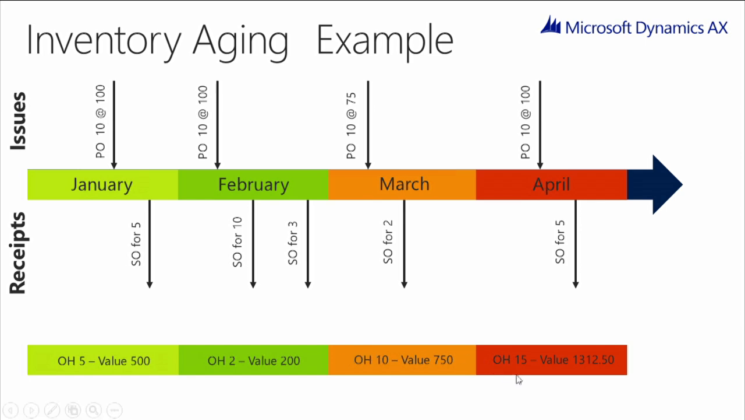In our last period for April, another PO is received for 10 at a price of 100 and 5 are sold. This means that we have 15 on hand and the average is $87.50, so the total value is $1,312.50. Let's switch over to AX and I'll show you how to run this report in our next lesson.